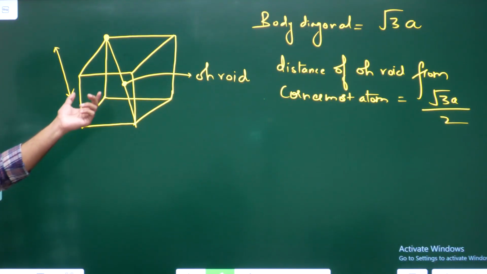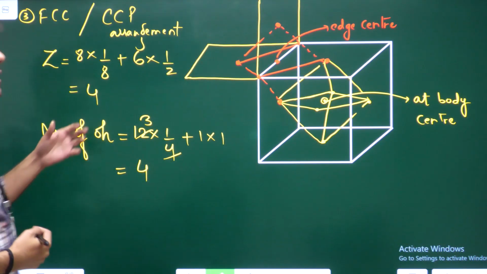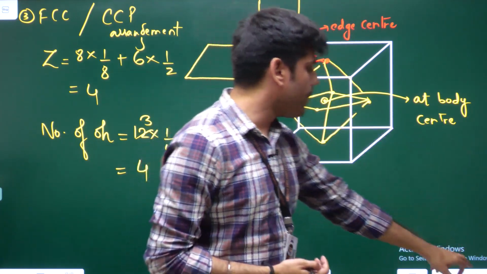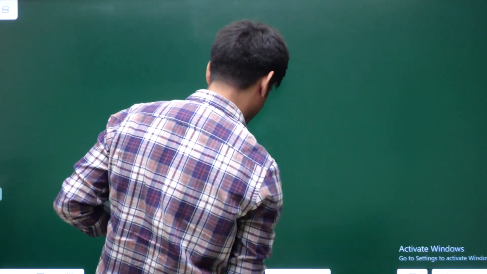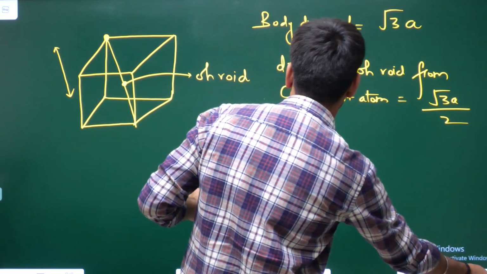So now we know one kind of void, that is the octahedral void in FCC. Now let us see the other type of void, that is the tetrahedral void, their number and their position. If I draw the cube again, or let us discuss it here only. Okay, let us see.